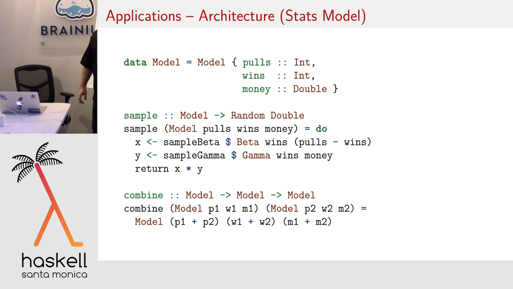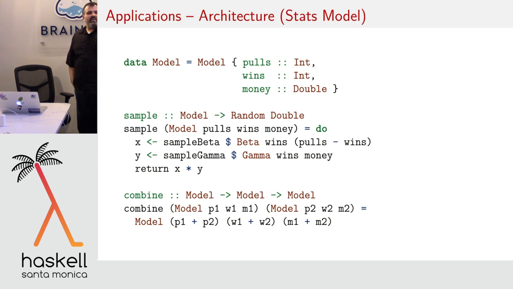We can take a model and we can sample it to get a random double. So to sample a model with a certain number of polls, certain number of wins, certain number of money, we sample our beta distribution, conveniently provided by our stats library, with number of successes and number of failures. We sample our gamma with the number of observations about our gamma and the total amount of money that we've gotten from our gamma. And once we get those two samples, we multiply them together. This gives us a random number.